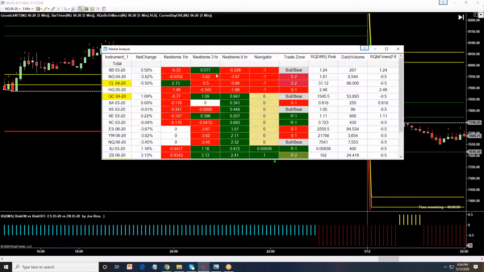natural gas. This is really important because what we're looking at is these 1, 3, and 8 hour time frames to help us understand, hey, the last hour, the last 3 hours, the last 8 hours, what has been the trend? And for example, natural gas has been consistently negative going back the last 8 hours.